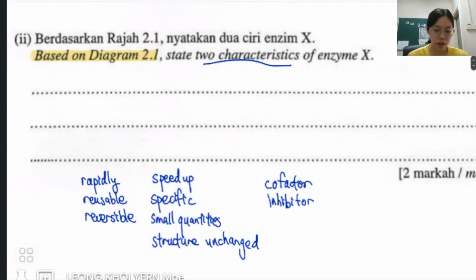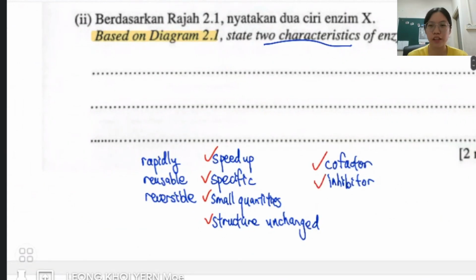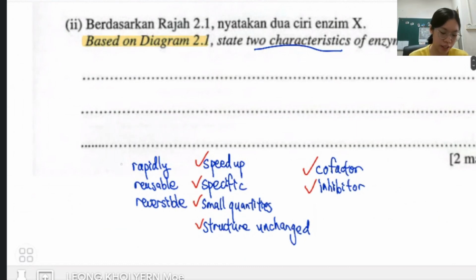In a normal situation, if they just ask you for the characteristics of an enzyme, you can just write: enzyme speeds up a biochemical reaction. The enzyme action is specific. It is required in small quantity. The structure of an enzyme is unchanged after the reaction. The enzyme requires a cofactor to work at maximum rate. An inhibitor inhibits the action of an enzyme. It can act rapidly, or the enzyme is reusable. The enzyme action is reversible.